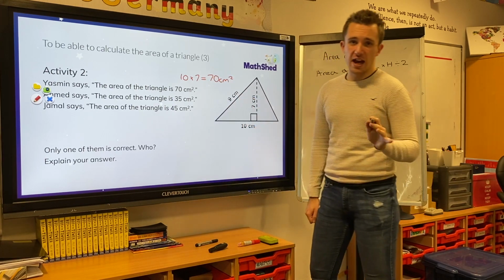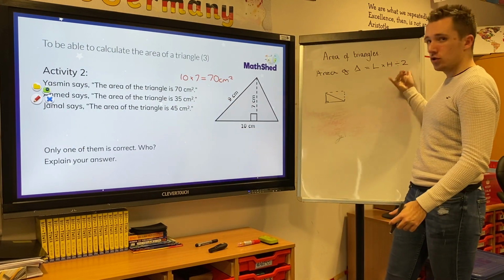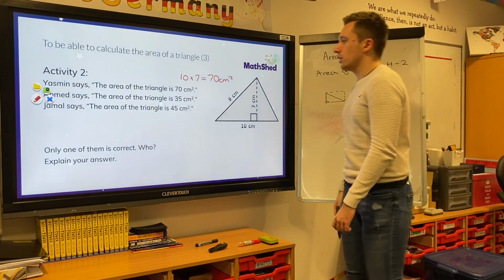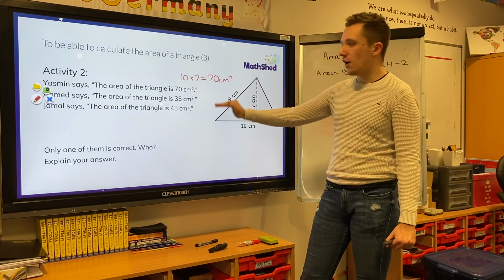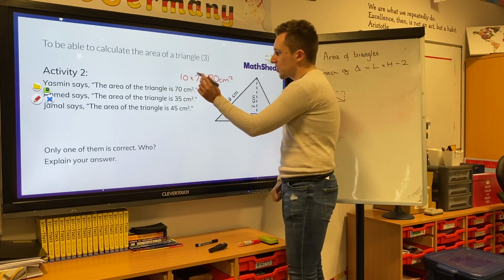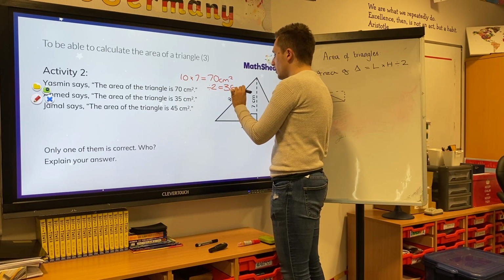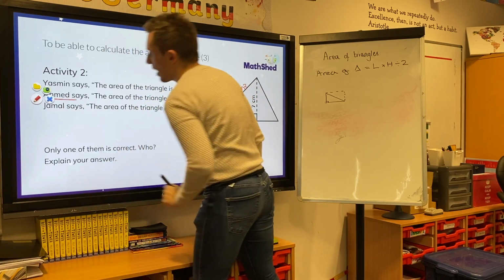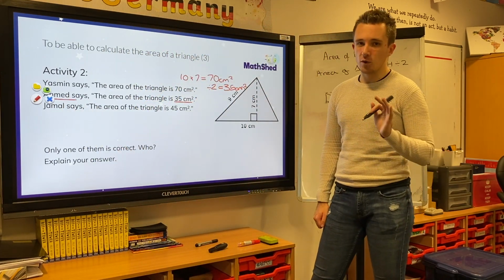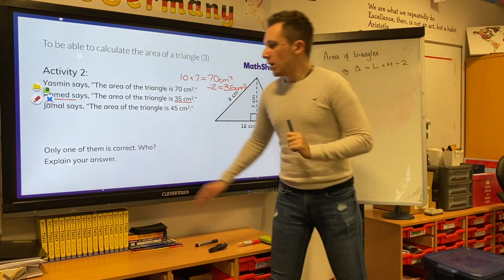And has stopped there. So Yasmin forgot to divide by 2. Not her. Ahmed says the area of the triangle is 35. Well, Ahmed did 10 times 7, which is 70, and then divided it by 2, which is 35 centimetres squared. So Ahmed is correct. So those of you that are just doing that, Ahmed is correct. He got it right.